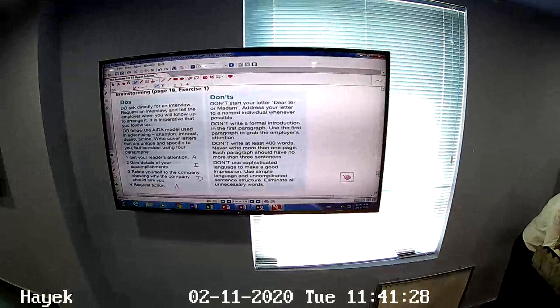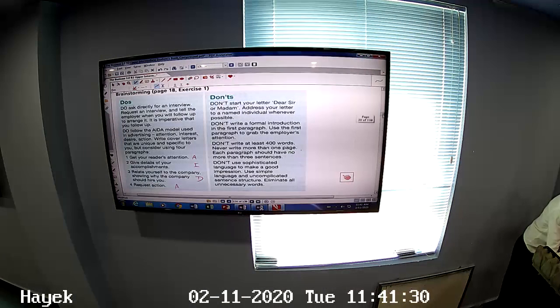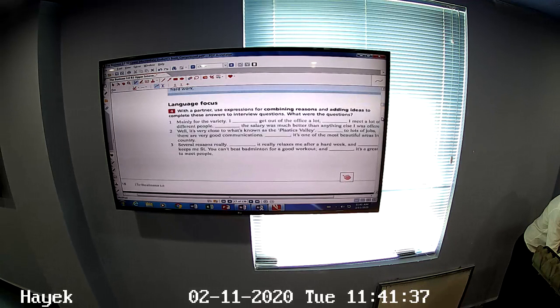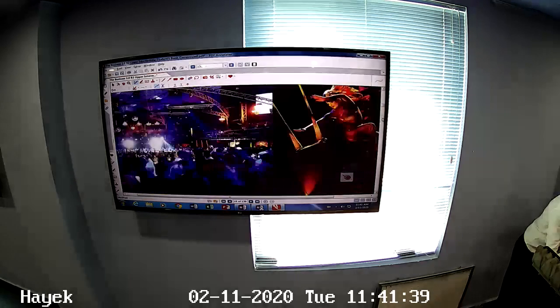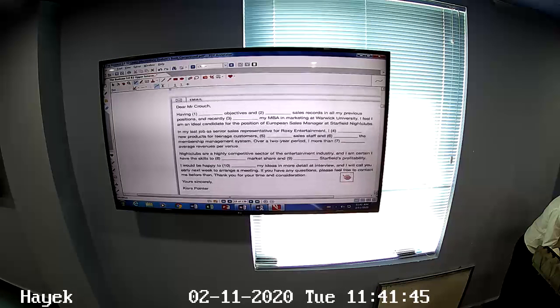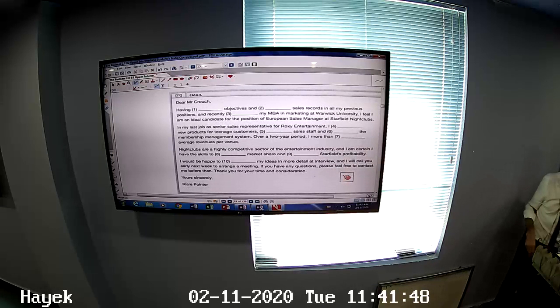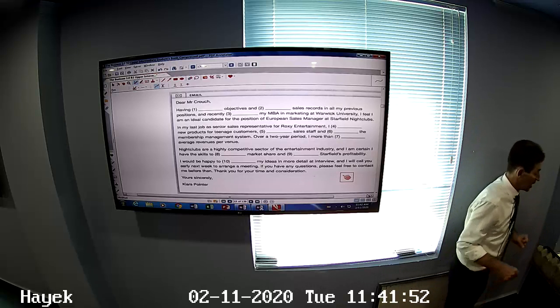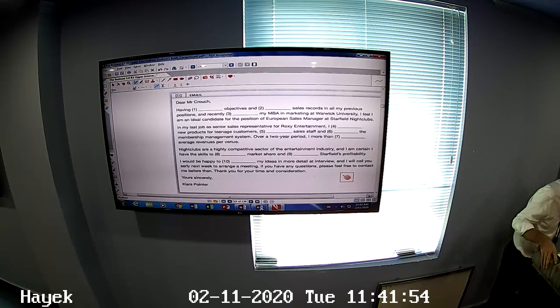Back on page 18. There's a letter. The letter has some missing words. Who is the letter from? Yeah, I've never seen this name before. K-I-A-R-A. Kiara?